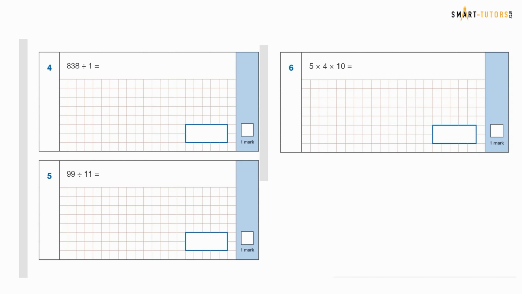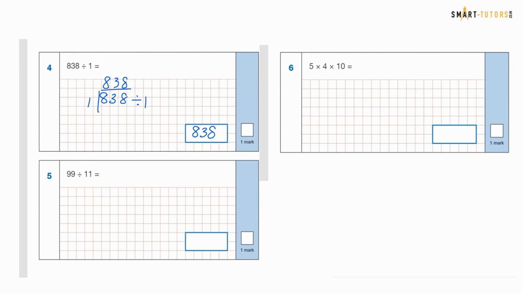Let's move on to question number 4. This is a 3-digit number divided by a 1-digit number. So 838 divided by 1. How many 1's go into 8? 8. How many 1's go into 3? 3. How many 1's go into 8? 8. So it is 838. Very good. The answer is 838.